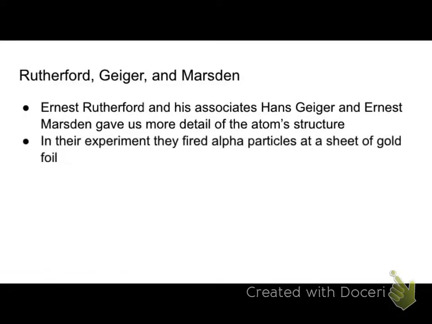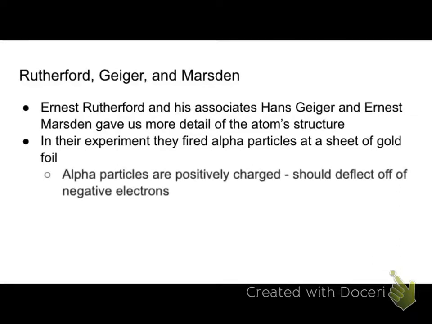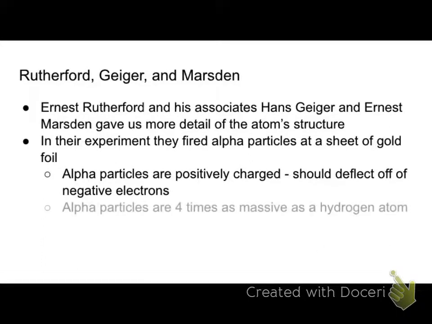What they did was they fired alpha particles at a sheet of gold foil. Okay? Alpha particles are positively charged. So they imagined they should deflect off of negatively charged electrons. But alpha particles are also 4 times as massive as a hydrogen atom, so they didn't imagine that they would be deflected very much. Because we know that electrons are negatively charged, but we also know that they do not have a lot of mass. So they expected small angle deflections.